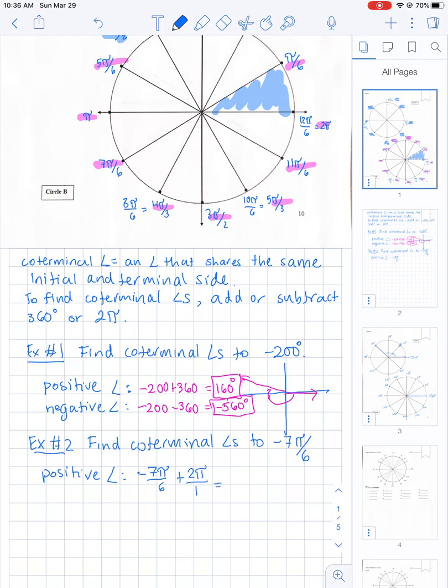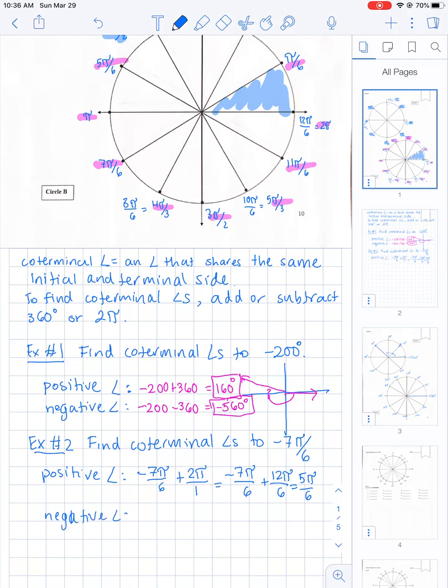Well, this is a matter of fractions, and I need a common denominator to 7 pi over 6, which is 6. So if I make 2 pi in terms of 6, there's 12 pi over 6 is equal to 2 pi. And if I add the 2 pi, I get a positive angle of 5 pi over 6, which would be the positive coterminal angle. And remember, you can keep adding 2 pi to this. There's an infinite number of coterminal angles, but we're only going to go ahead and list one.